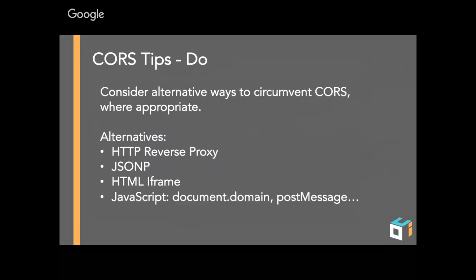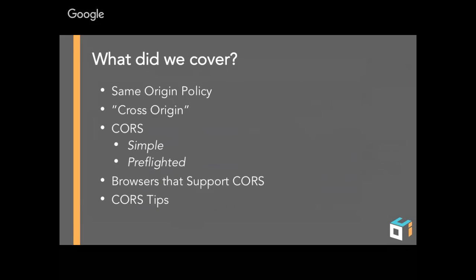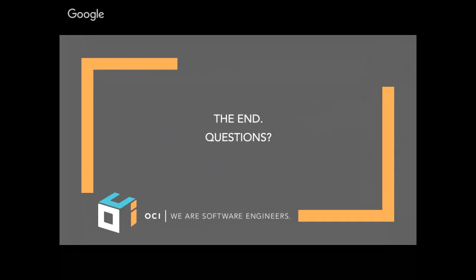So what did we cover? We talked about the same origin policy. What exactly is it? What does cross-origin actually mean? What is CORS? Well, we got simple, and then we got the pre-flight. And we talked about the browsers that support CORS, and I've given you my version of tips and pitfalls to avoid, and hopefully a few reasonable practices. Now, that pretty much brings us to the end. I had hoped to have a few more slides on some interesting implementations using some different application servers, but I don't have those right now, so I'd love to take questions.